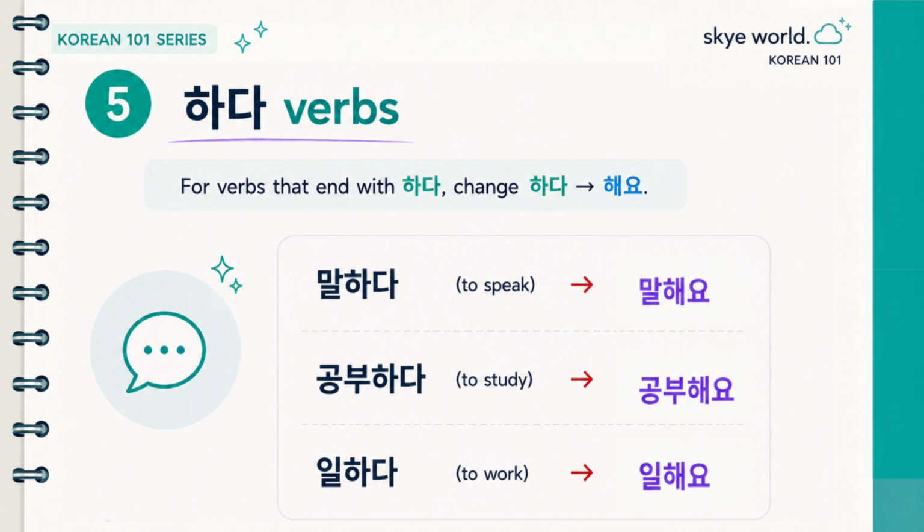Now, let's look at 하다 verbs. These are very common in Korean. For verbs ending in 하다, 하다 changes to 해요. For example, 말하다 becomes 말해요. 공부하다 becomes 공부해요. 일하다 becomes 일해요. This rule is super common, so you will use it all the time in real conversations.